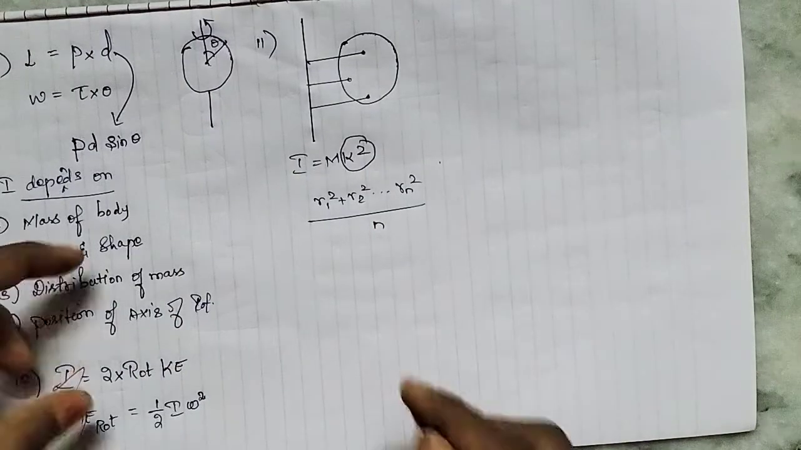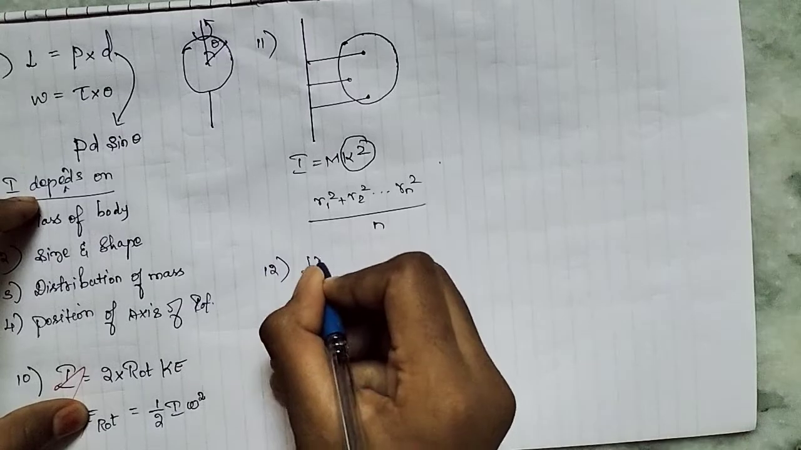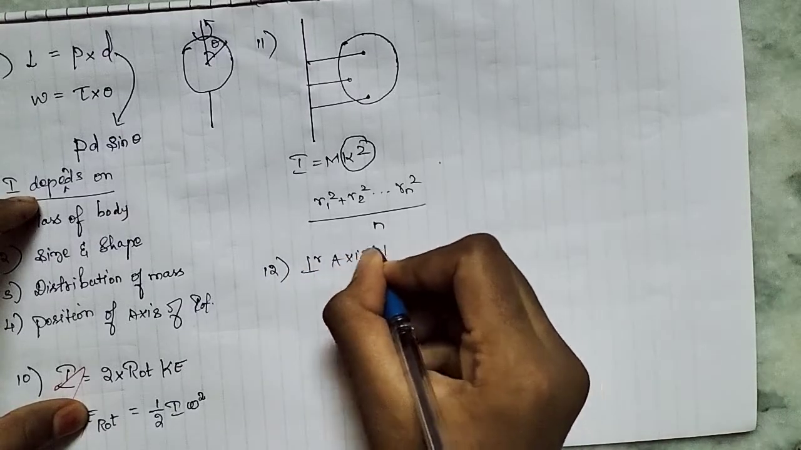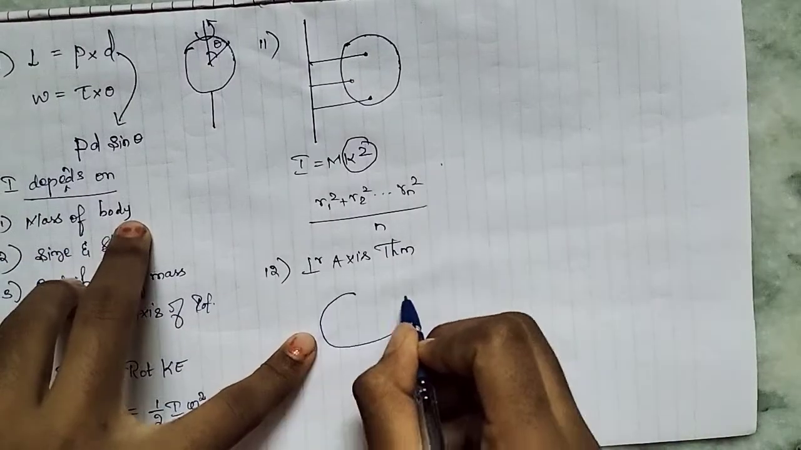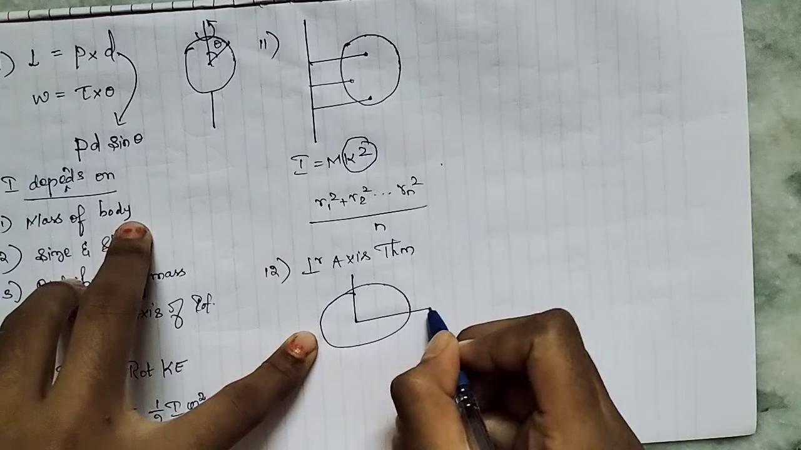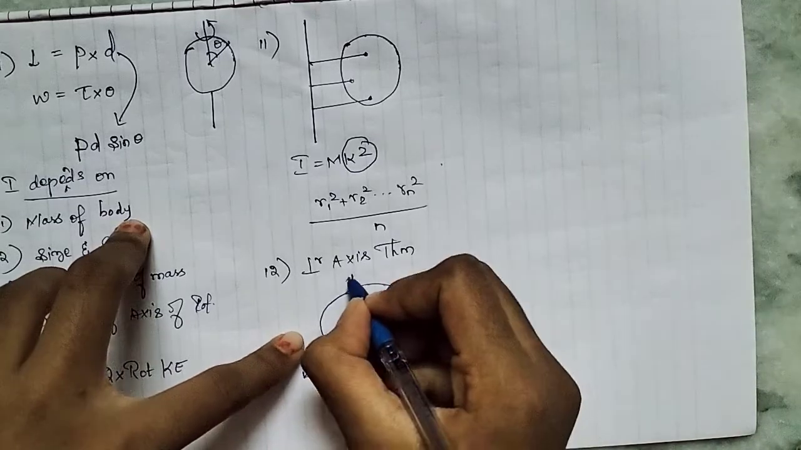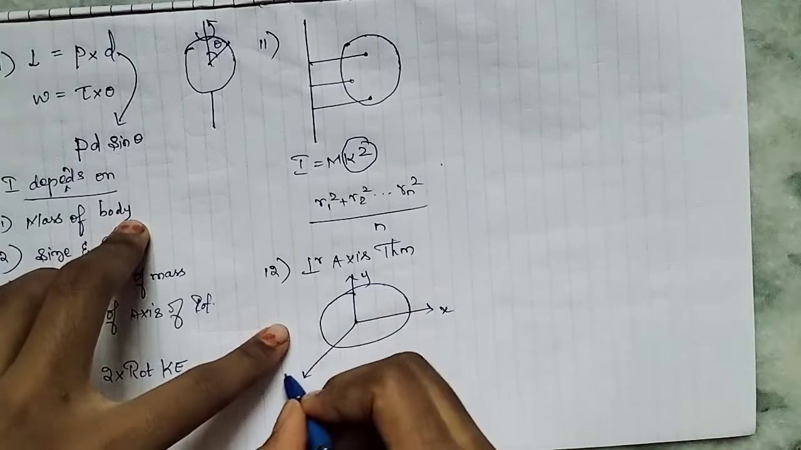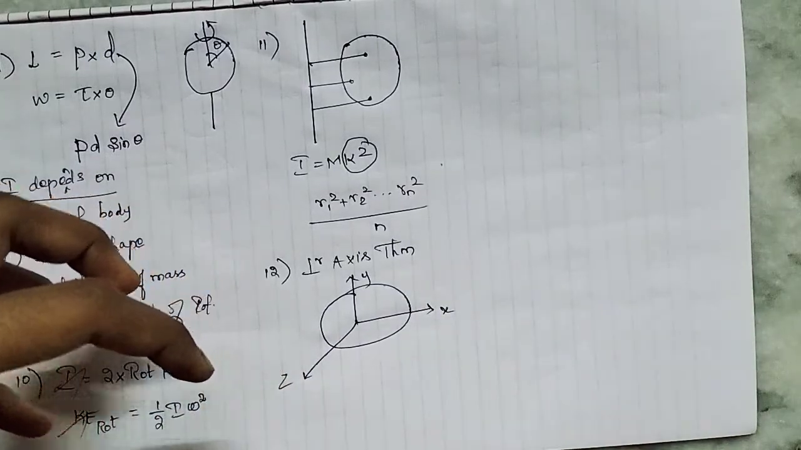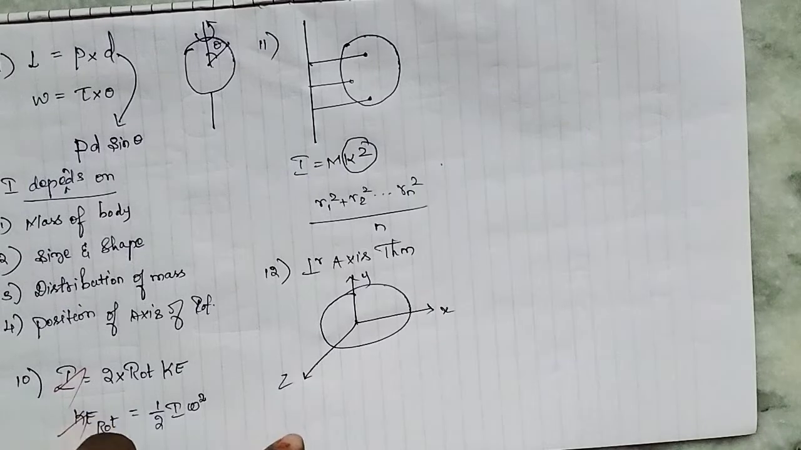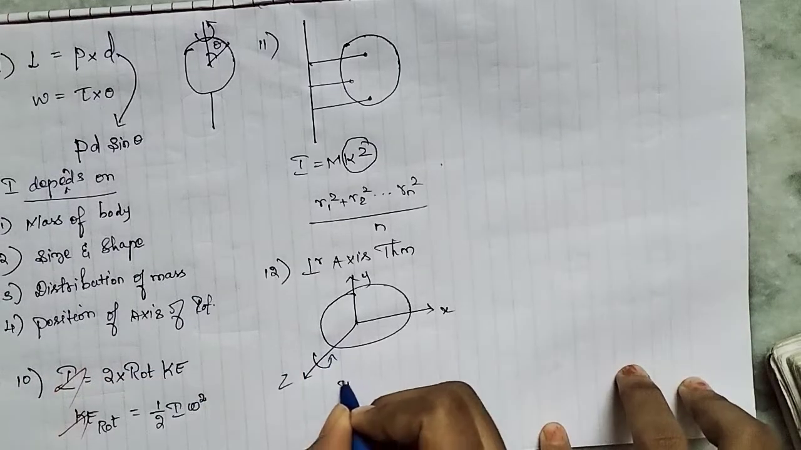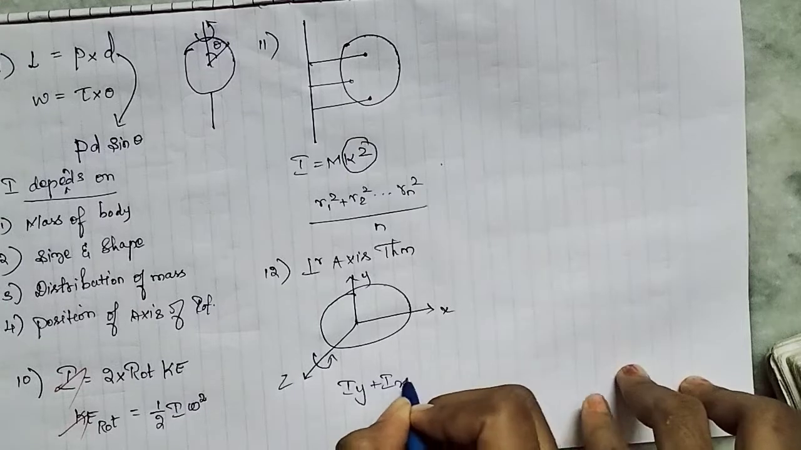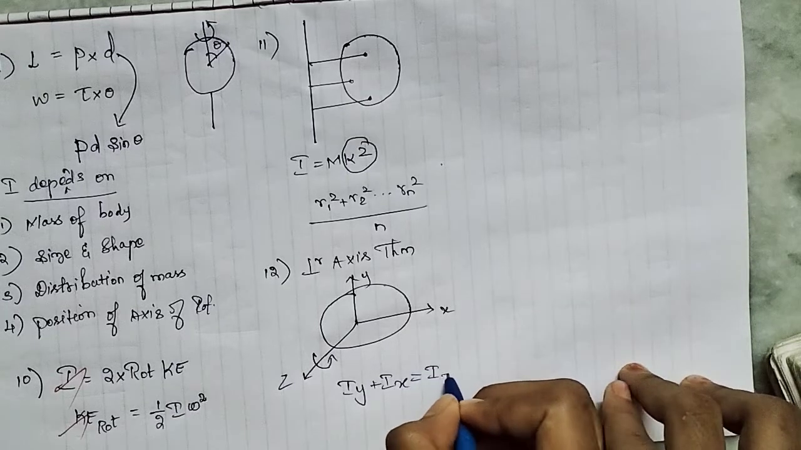Now we are going to enter into the perpendicular axis theorem. The perpendicular axis theorem is easy. Take a system of particles with the x, y and z axes. If you want to find the moment of inertia about the z-axis, the moment of inertia about the y-axis plus the moment of inertia about the x-axis gives the moment of inertia about the z-axis.